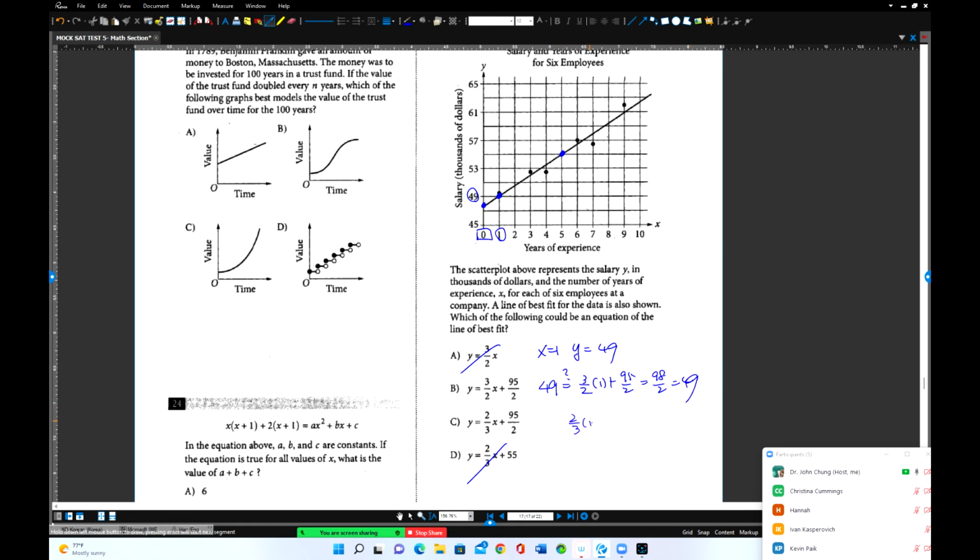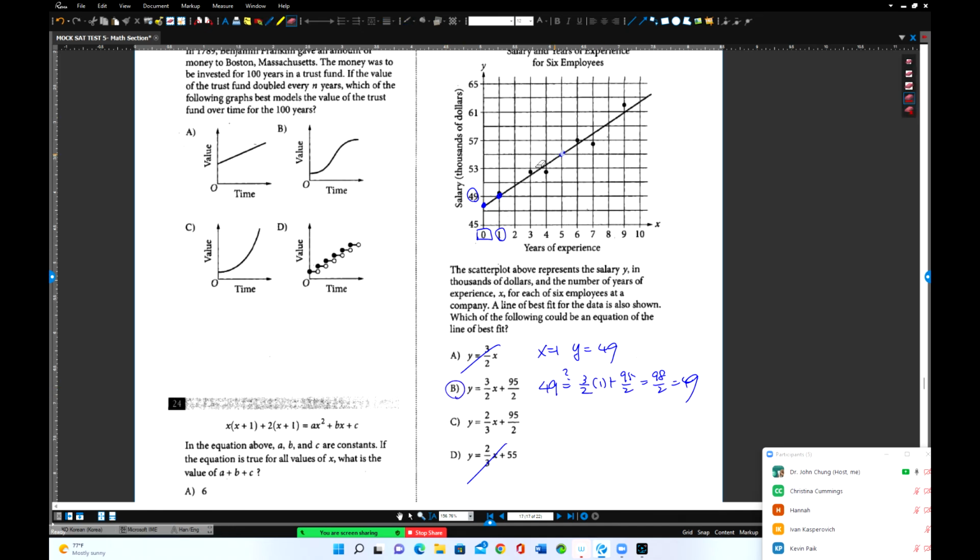Take this one: 2 over 3 times 1 plus 95 over 2. That is not equal to 49, right? That is 47.5 plus 0.6, which is 48.1. Okay? That is not 49. We need to reject it, since we need the number 49. Only B gives us 49.